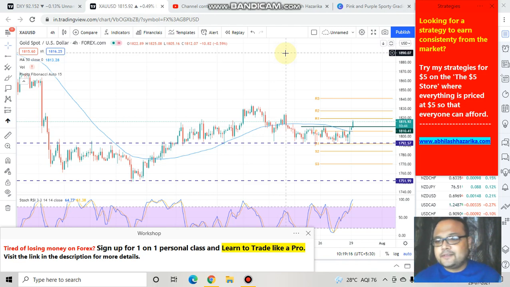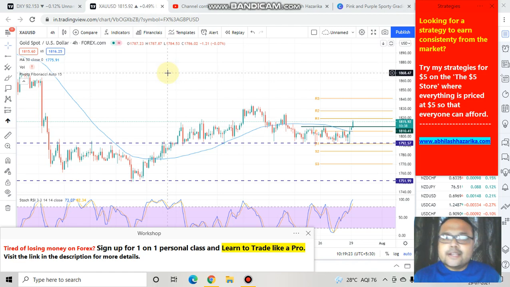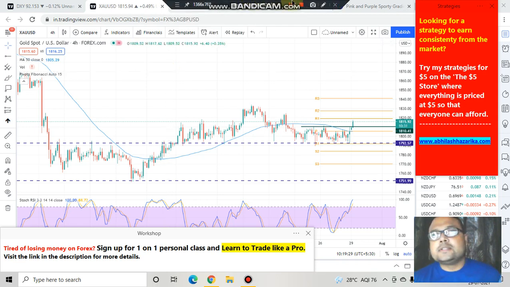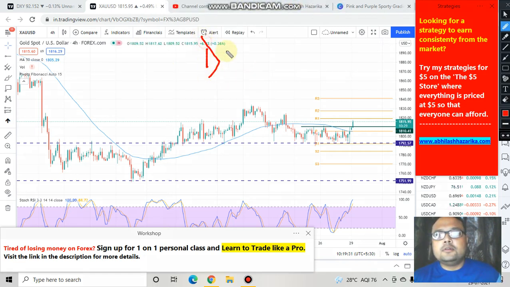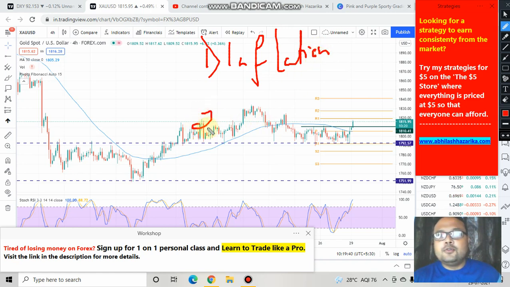So let's get started. This is the 4-hour chart of gold USD in front of us right now. As we all know, there was a Fed meeting yesterday, and after the Fed meeting, the dollar started going down mainly because of two reasons. First and foremost, inflation. The Fed has clearly mentioned that there will be inflation in the short term, and as we all know, inflation has a direct impact on the market, which means it devalues the currency. Therefore, the dollar is going down.